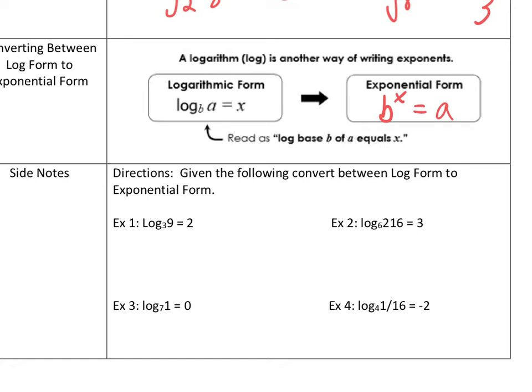So for the first one, my base is 3, to the second power equals 9. That makes sense. 3 squared is 9, right? Yep, do the other 3.